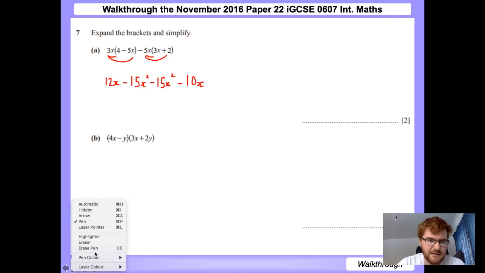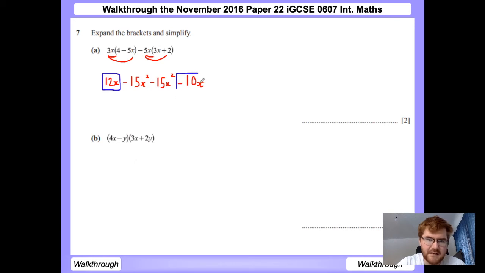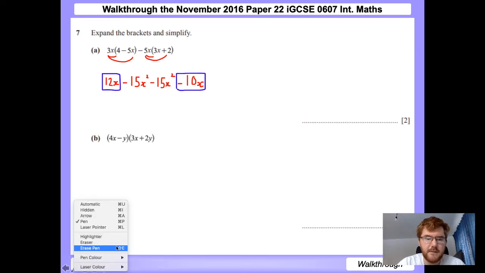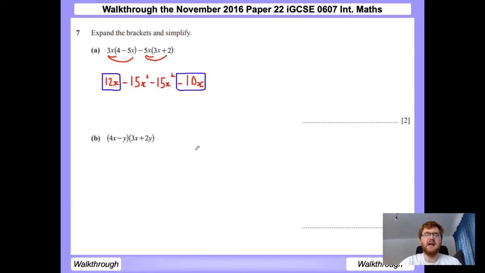So the way I like to do this, let's use a little bit of colour. Colour is always good. We've got a plus 10x here and a minus 10x that we can collect, and then we collect the middle terms together. Remember, you can only collect up like terms. x squared collect with x squareds, x's collect with x's. So 12x minus 10x is equal to 2x. And minus 15x squared minus 15x squared, this is where we have to be careful, is minus 30x squared for our 2 marks.